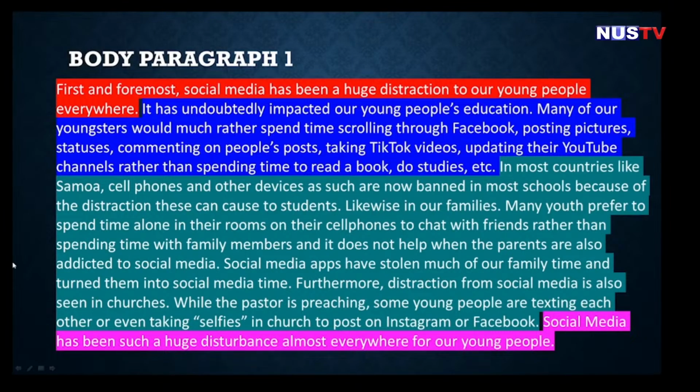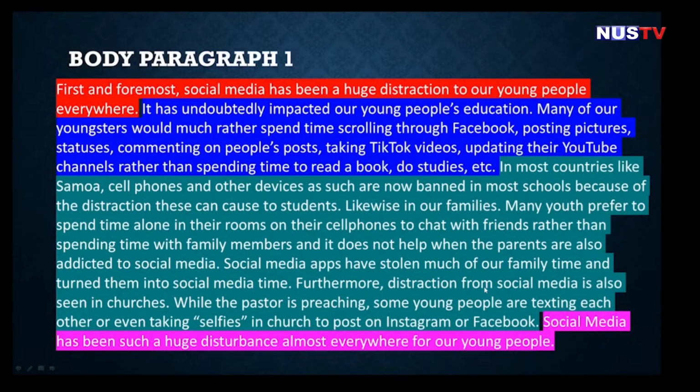Likewise, in our families, many youth prefer to spend time alone in their rooms on their cell phones to chat with friends rather than spending time with family members. And it does not help when the parents also are addicted to social media. Social media apps have stolen much of our family time and turned them into social media time.